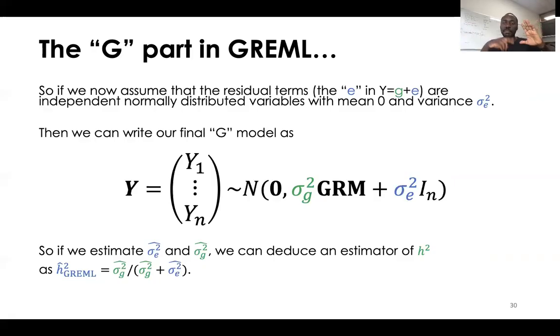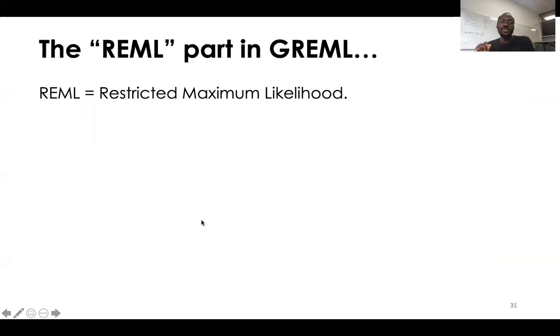So it's an n by n matrix, with a diagonal equal to 1, and outside the diagonal you have 0, right? And with that model, this is essentially the G part in the GREML. It's to come to that equation that we're looking at. And with that model, if we can estimate sigma squared G and sigma squared E, we can subsequently derive an estimator of the heritability by dividing the estimator of sigma squared G by the sum of those two estimators. So that concludes the G part in the GREML.